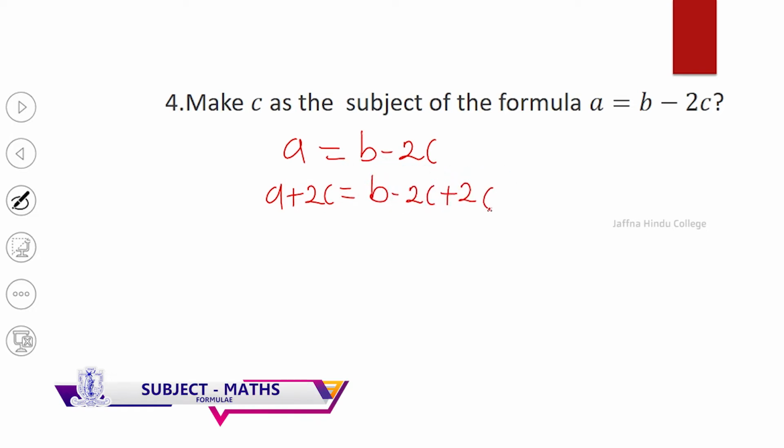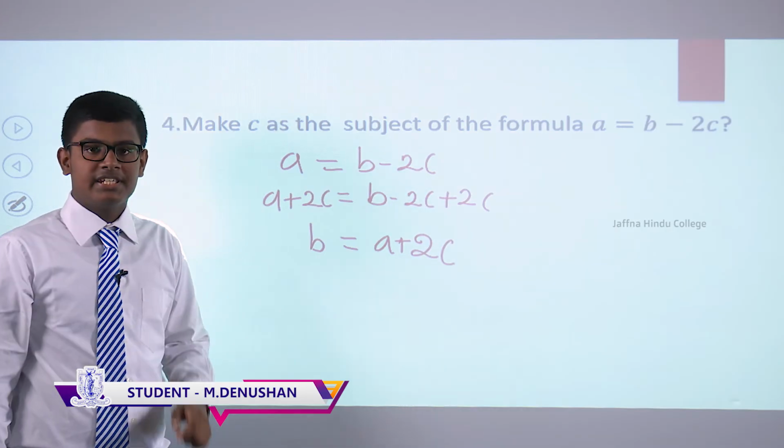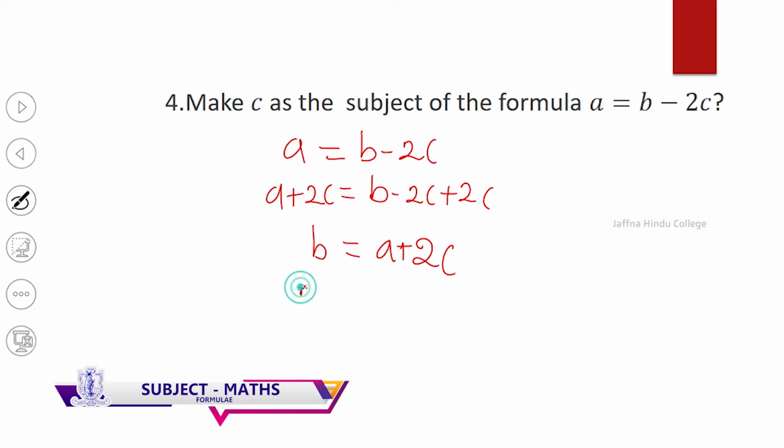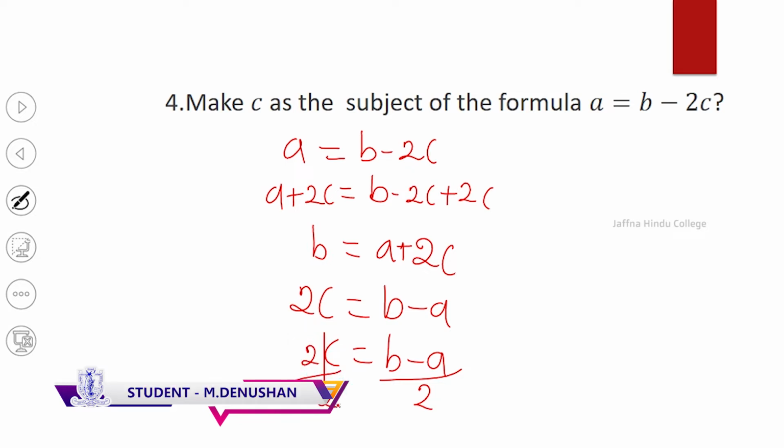By simplifying we obtain that b is equal to a plus 2c, but we want to change c as a subject. For that purpose we have to subtract a from both sides. By simplifying we obtain that 2c is equal to b minus a. Then we have to divide by 2 on both sides to remove the 2 on the left hand side of the equation. By simplifying we obtain that c is equal to b minus a over 2, with c as a subject.